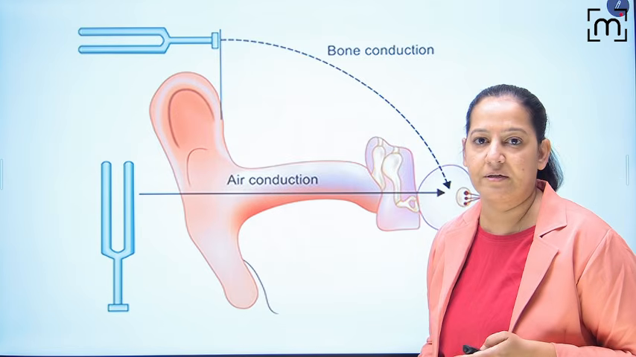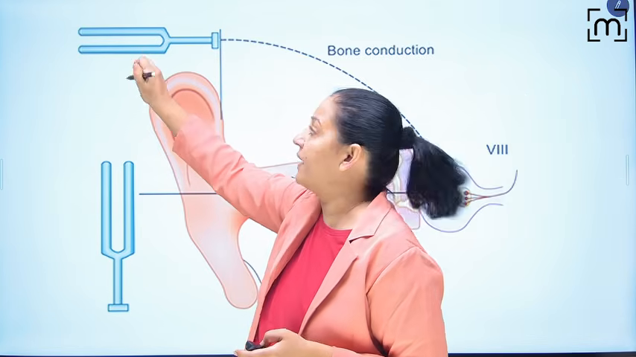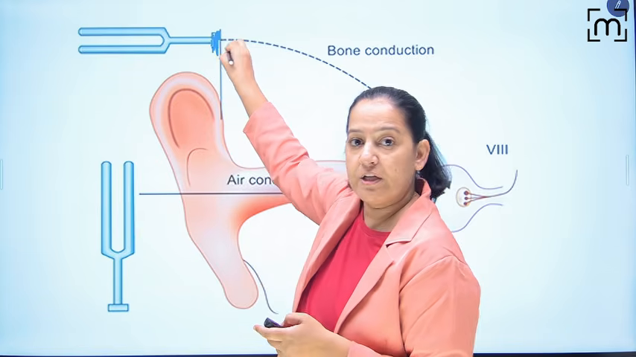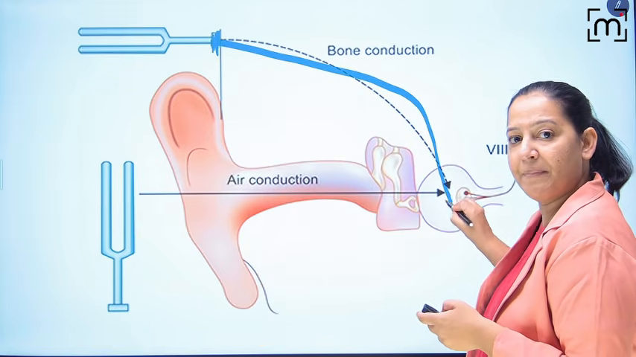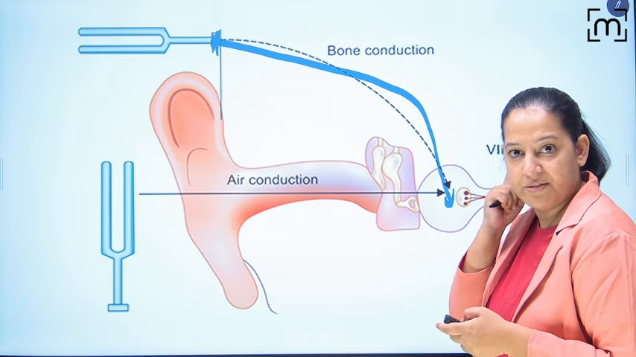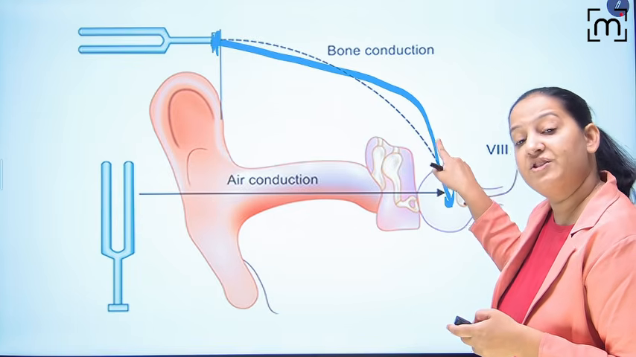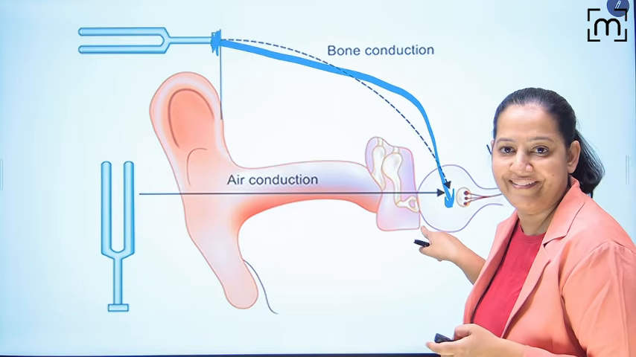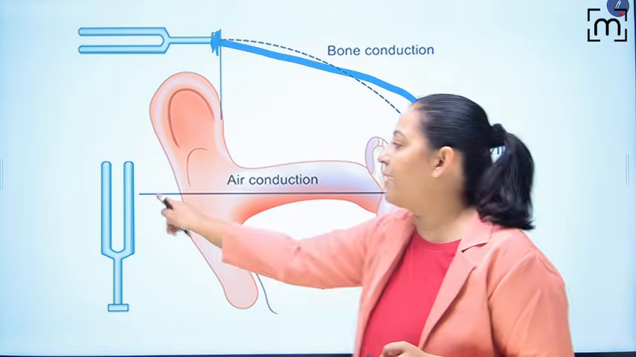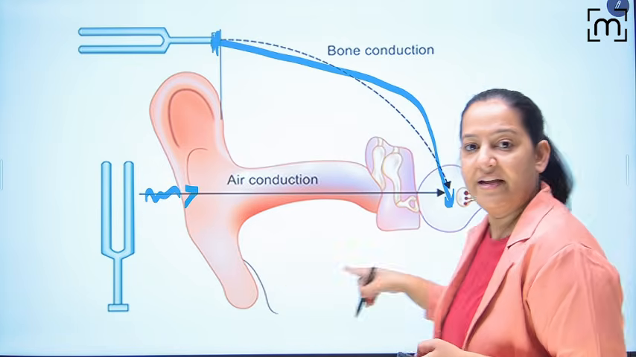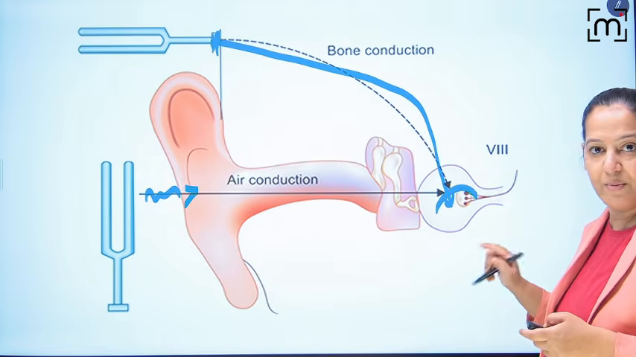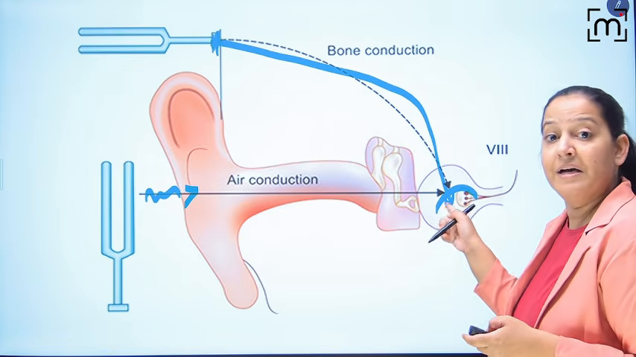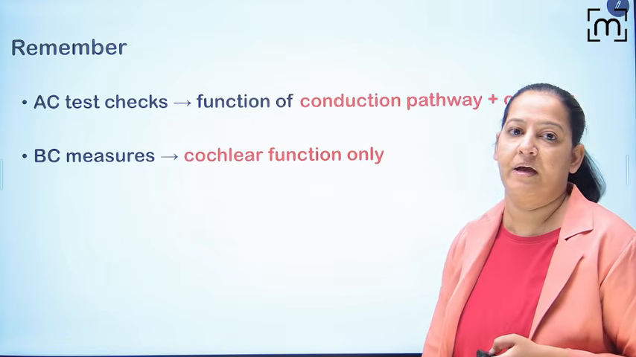How many of you got it? So this is BC. Here the footplate of the tuning fork, I am directly keeping on the mastoid. So it is vibrating the bone. The vibrations are going via bone, not via air. That's why it is known as BC. Here the vibrations are going via air, and here the vibrations will go via bone. That's why it's BC. It directly stimulates the cochlea, so it is bypassing the conductive pathway. I hope you got it.